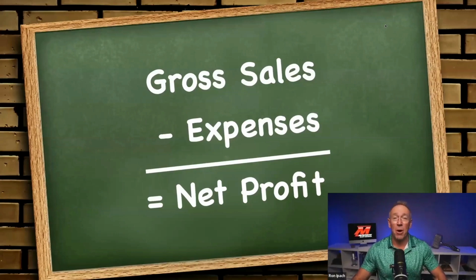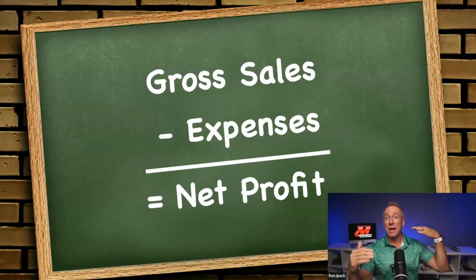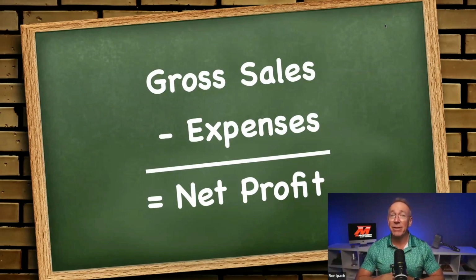Let's talk about net profit. Net profit basically is your gross sales. Gross sales is your top line number. That is everything you sell. You basically sell two things in your business. You sell parts and you sell labor. So when you're selling parts and labor, that is your gross sales.